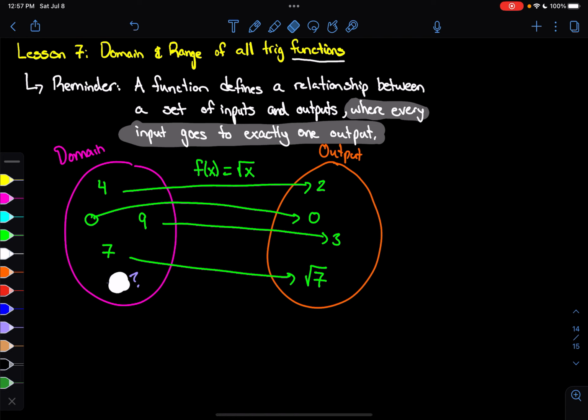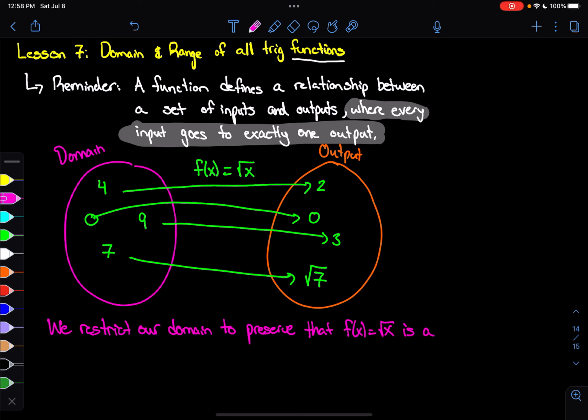What we'd rather do is what we call restrict our domain, to preserve that f of x equals the square root of x is a function. So we make sure that we follow our own rules.